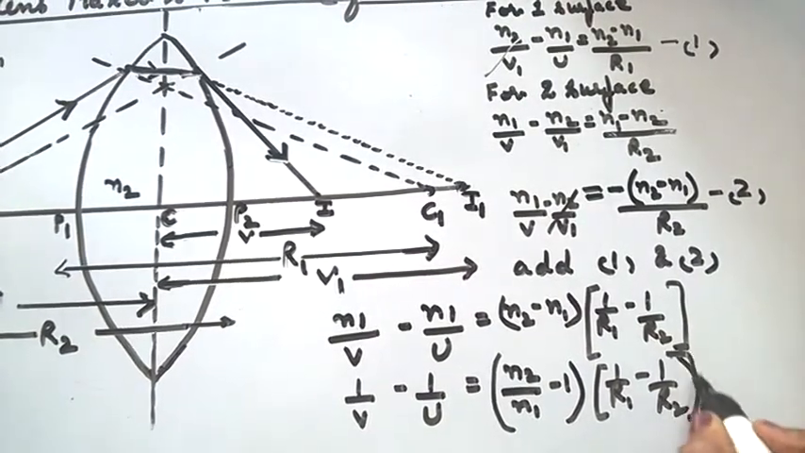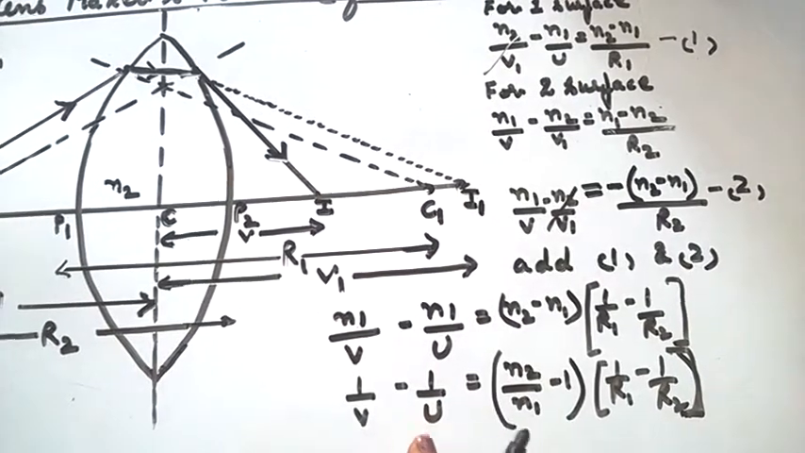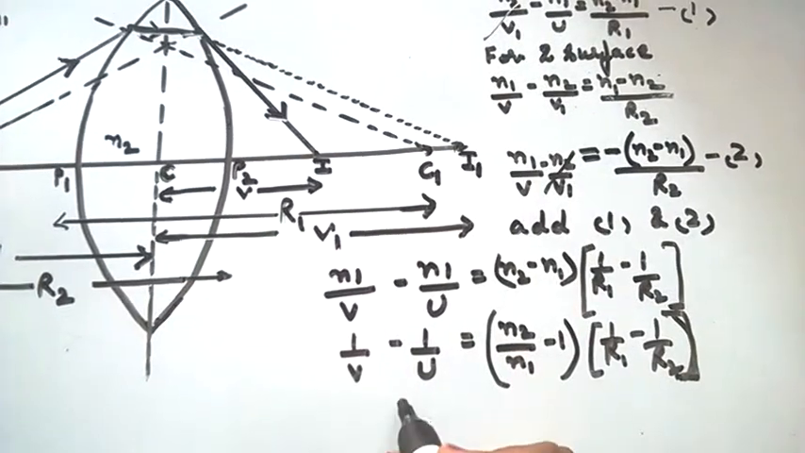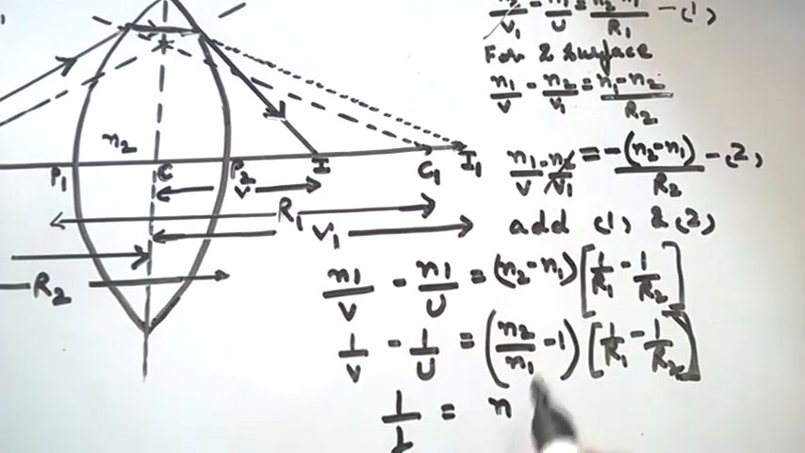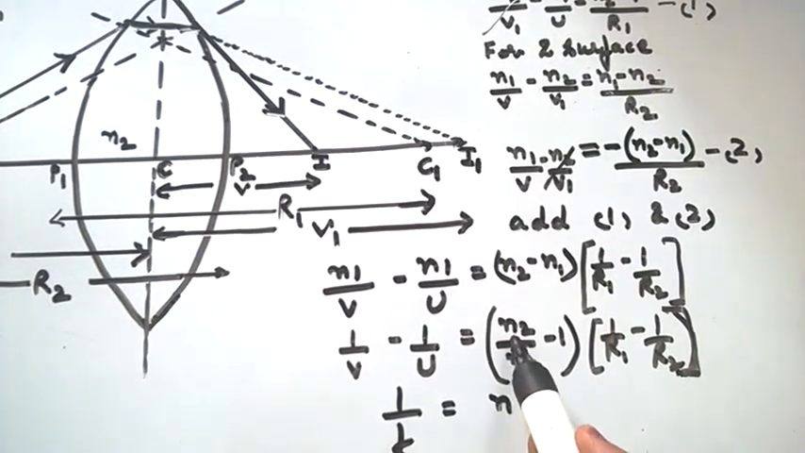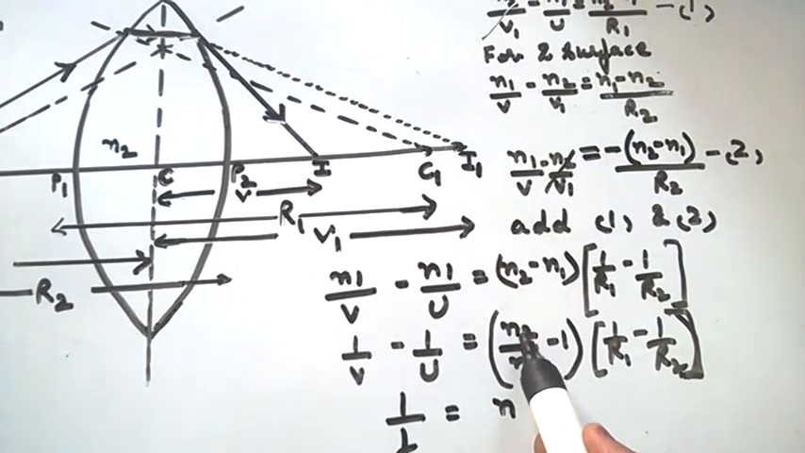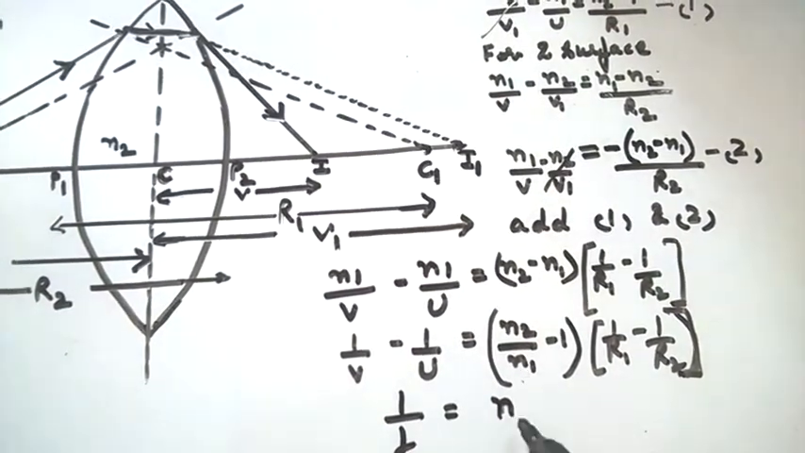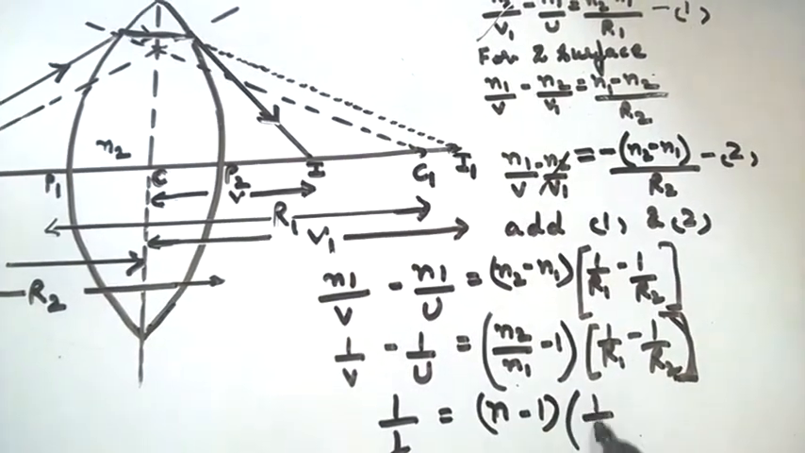We have studied that 1 upon v minus 1 upon u is equal to 1 by f, that is the lens formula. So this will directly give us the lens maker's formula. Here n2 upon n1 is the refractive index of medium 2 with respect to 1. The refractive index of medium 2, that is the lens, with respect to air is let n. So n2 upon n1 is n, and n minus 1 into 1 upon r1 minus 1 upon r2.